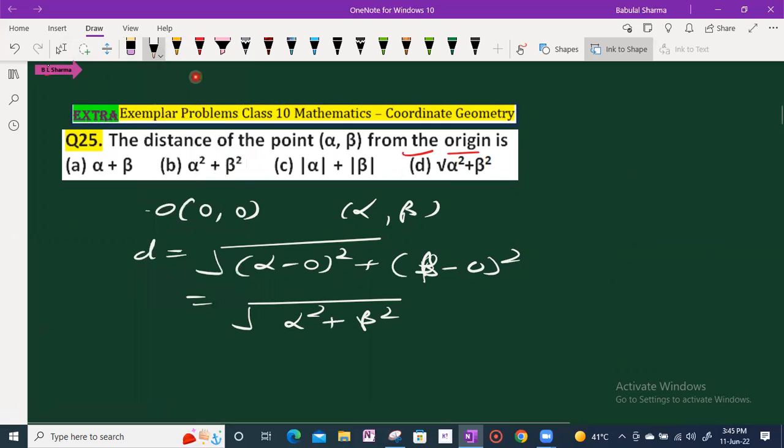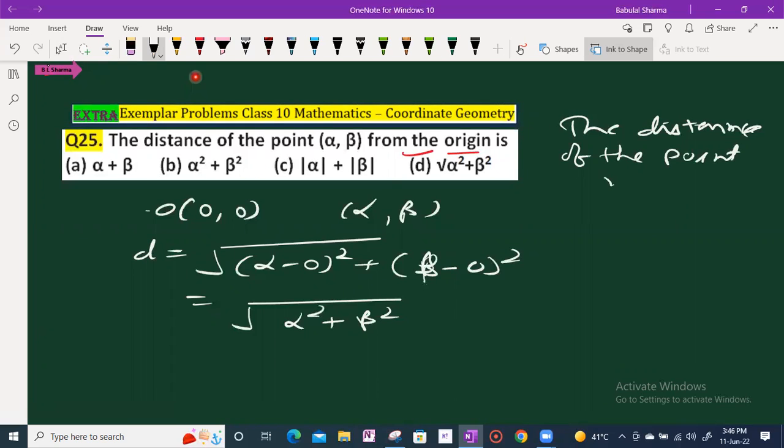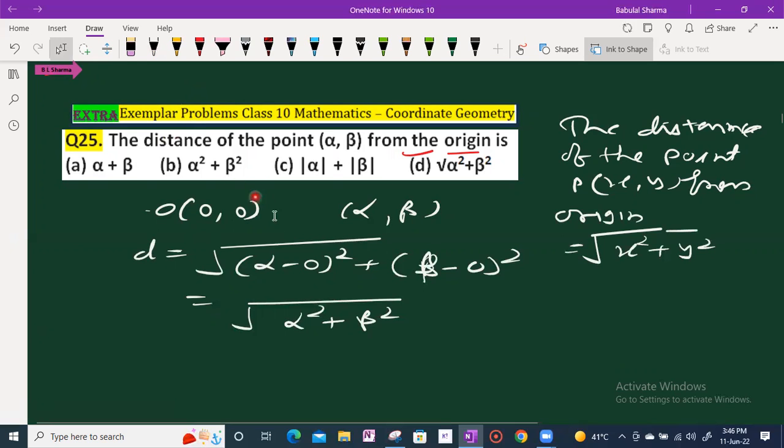अगर आपसे ये सीधा सा ही फॉर्मूला होता है कि the distance of the point x, y from origin is always square root of x square plus y square. आपको ये फॉर्मूला अप्लाई करने की जरूरत नहीं होती है. You could write square root of alpha square plus beta square. You can use this formula directly.